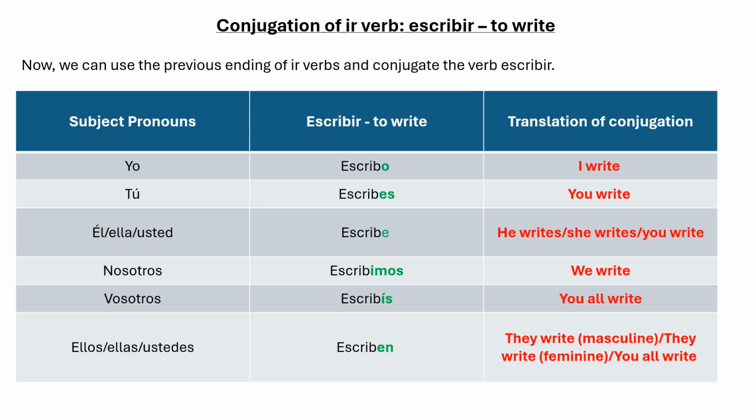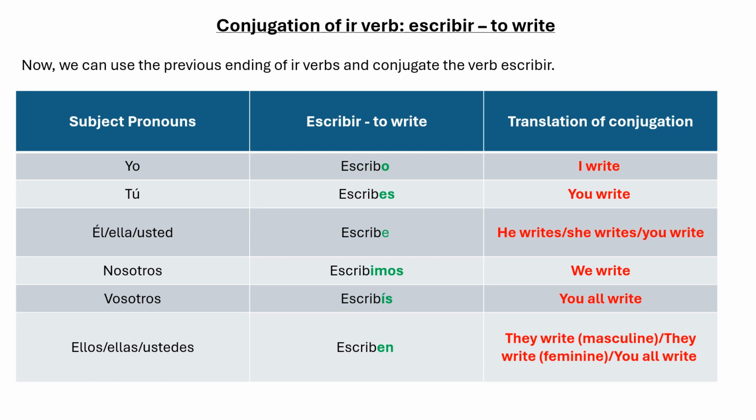Now you can use the previous endings of IR ending verbs and conjugate the verb escribir. Escribir means to write. So here again you can see that in the first column I have written all the subject pronouns. In the second column, the conjugation of the verb escribir has been written, and in the third column the translation of the conjugation is written. So again, in order to conjugate this verb, for yo form, I will write escrib. I will copy it as it is.